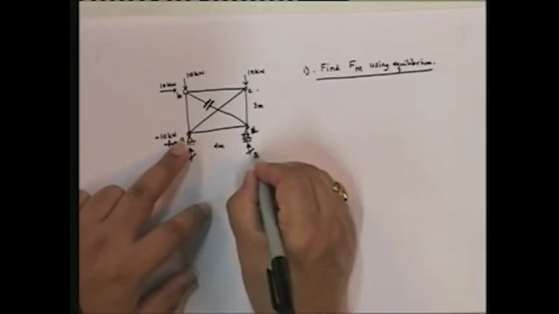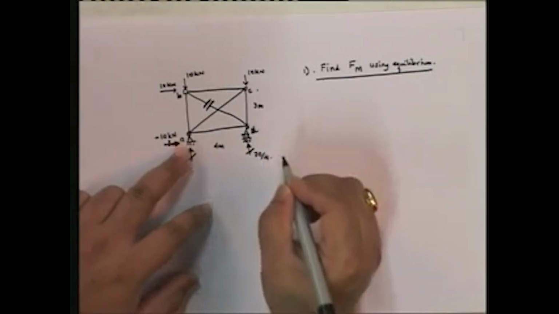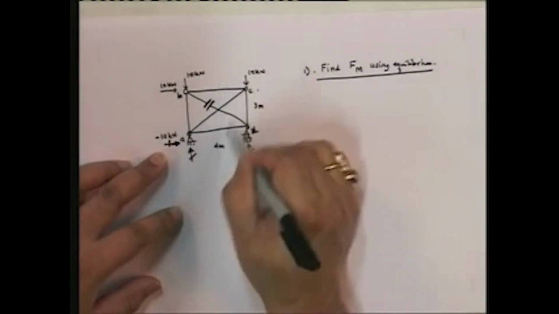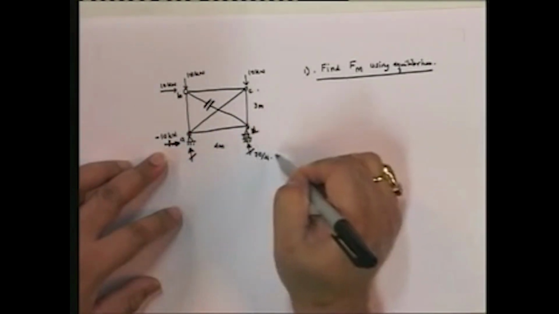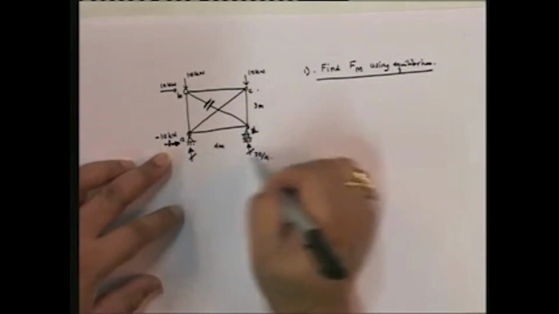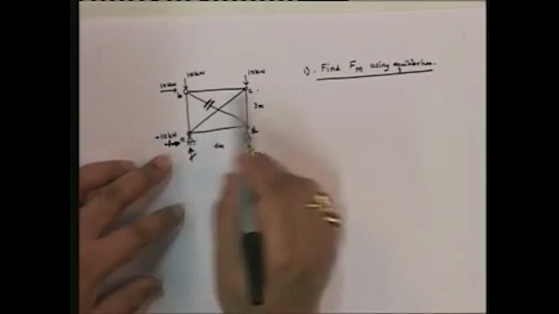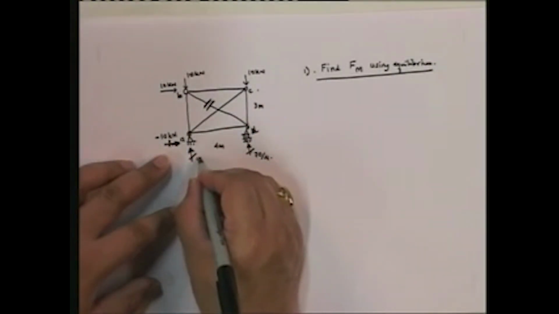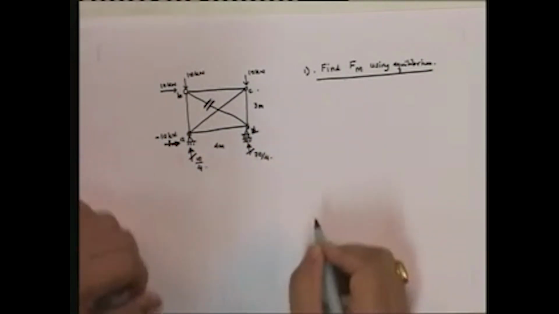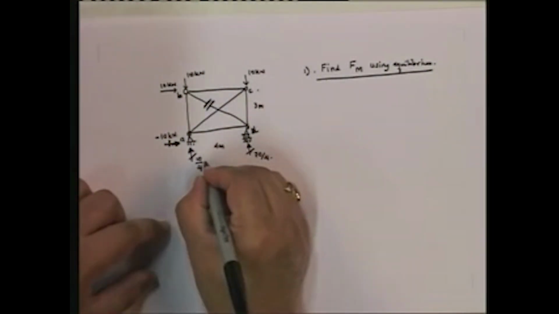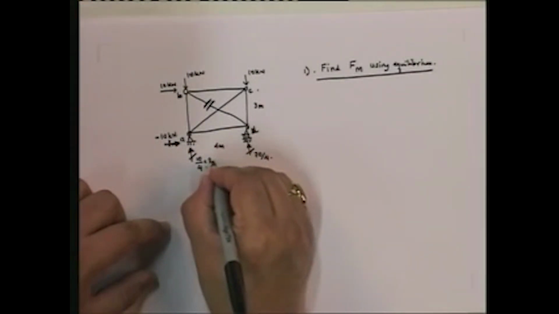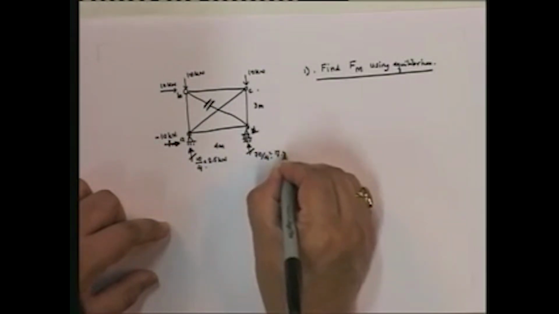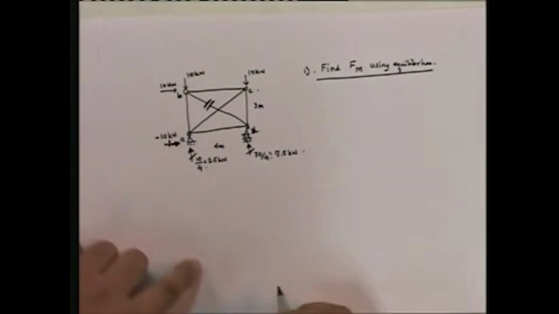So this is going to be equal to 70 by 4, because 10 into 3 plus 10 into 4 is equal to 70. 70 divided by 4 is 70 by 4. And now since this plus this is equal to 20, this is going to be equal to 10 by 4, which is equal to 2.5 kilonewtons, and this is equal to 17.5 kilonewtons.